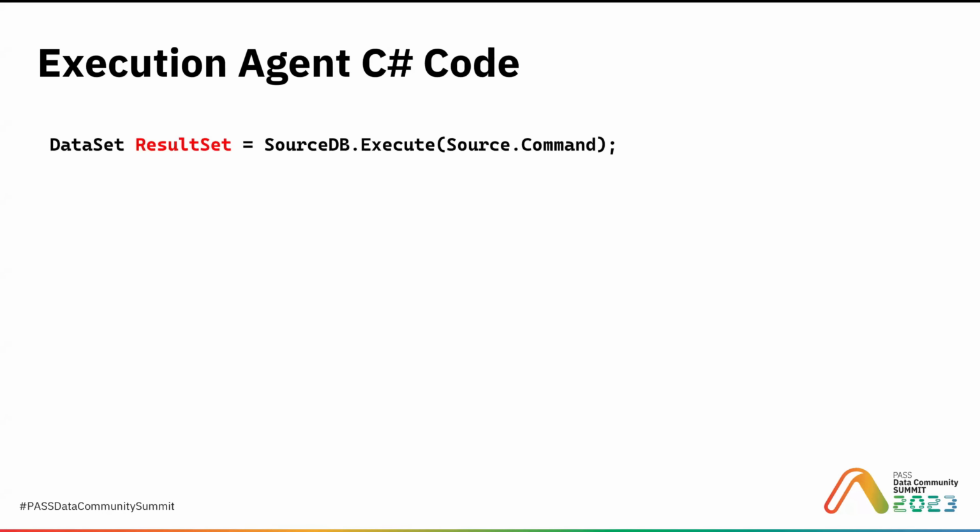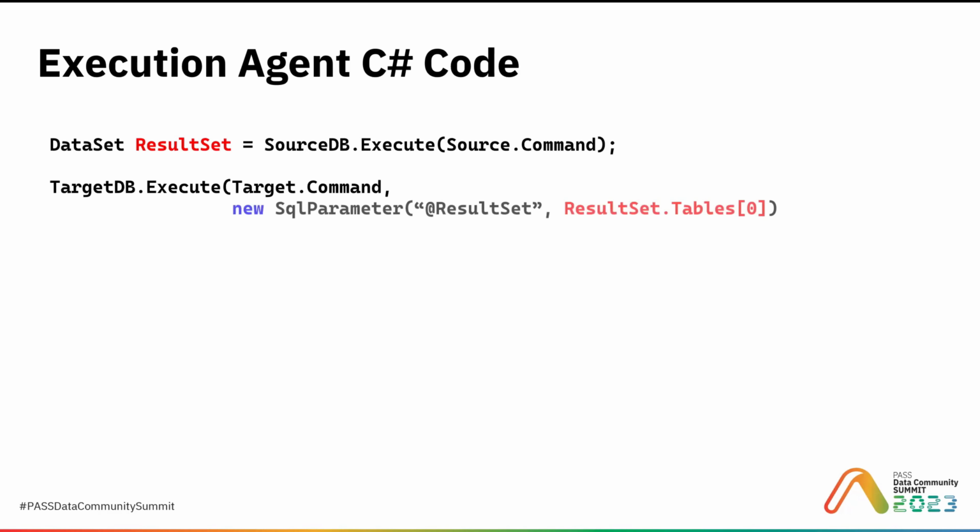So I have to create a data set, and then I execute a stored procedure on the source database, which is my little DBA database, and the source.command is the name of the stored procedure that I need to run. I execute that. And on the target database, I execute again a stored procedure that I specified the name for. And then I create a new SQL parameter, the result set, which has from the result set the table that came back. And again, there's no error handling. That table could be not there, so that should be checked and all that.